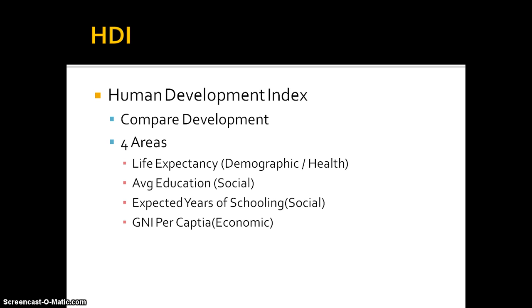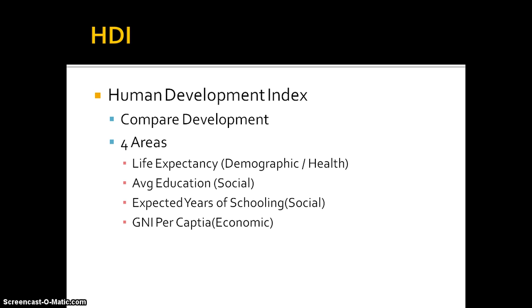So the United Nations is going to compare four areas of a society, and this is just for the Human Development Index. They have all other forms of indices, and we'll look at that in just a second. They look at life expectancy, which is your demographic or health focus. You have your average education: you look at the population and the average number of years a person spends in school. That is a social indicator. The next one is expected years of schooling, which is another social indicator, and those two are combined to give the education index.